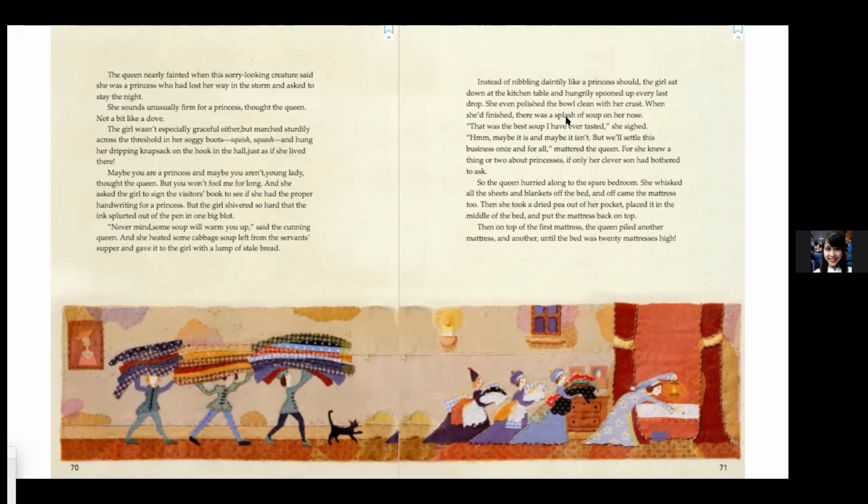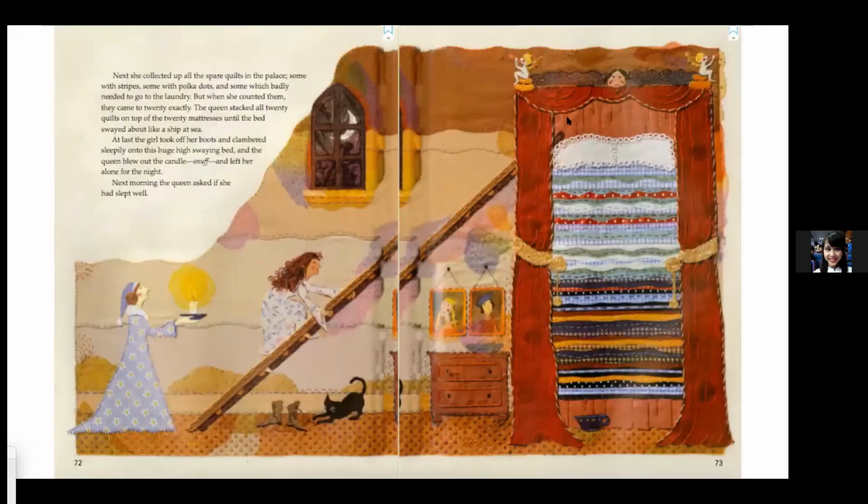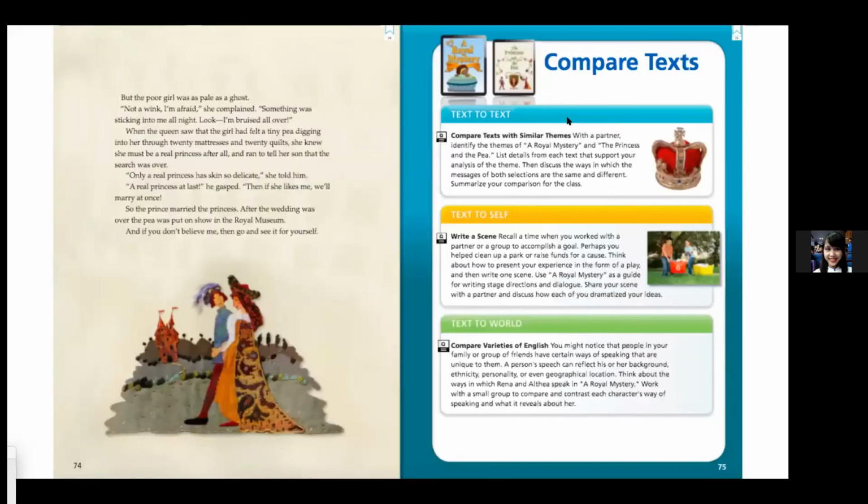So does she act like the kind of princess you would think the prince would like and want to marry? No. But what does he do at the end? He marries her. Yeah, so that is surprising. Good job, Kent. And what lesson can be drawn from this tale?